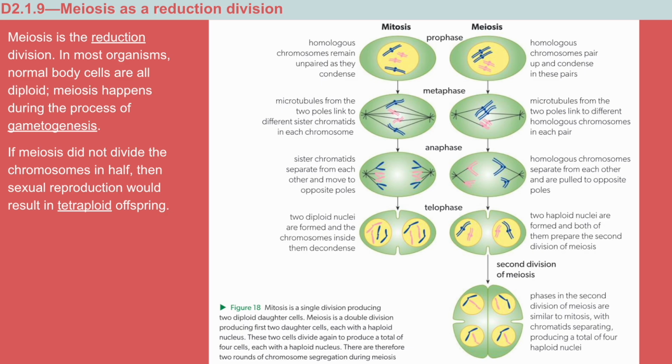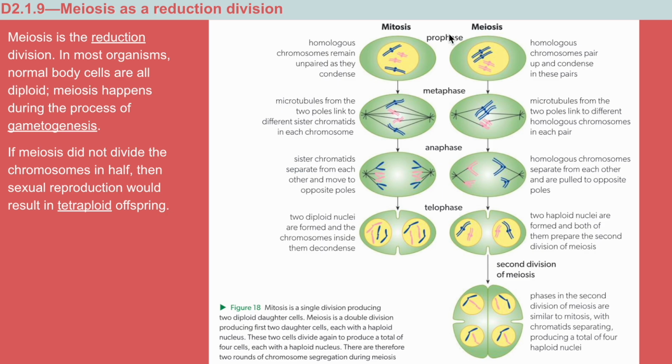Meiosis is the reduction division. Again, this happens during the process of gametogenesis, formation of gametes. If we didn't divide the chromosomes in half, then sexual reproduction would result in tetraploid offspring, where they would have 4 of each type of chromosome. So let's look at how we can split the chromosomes in half.